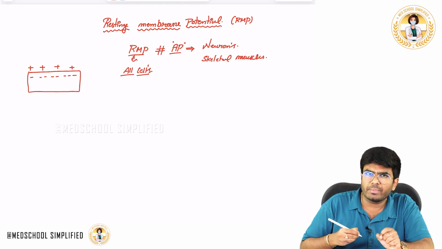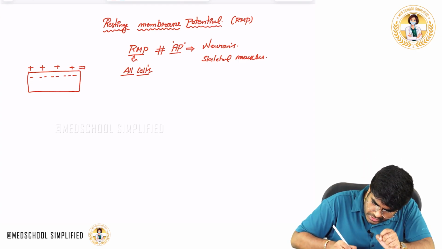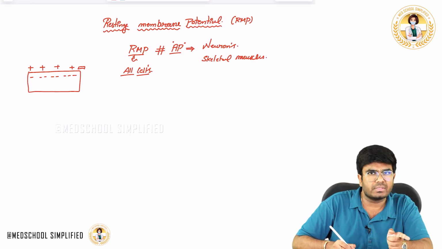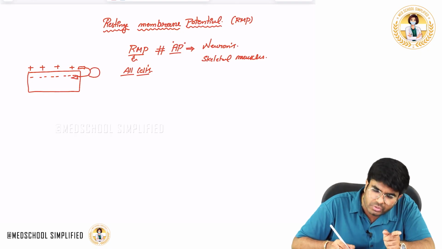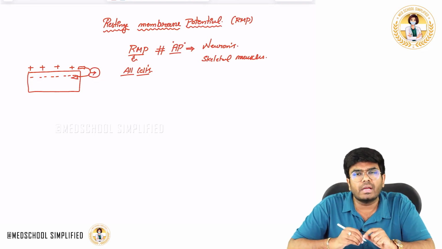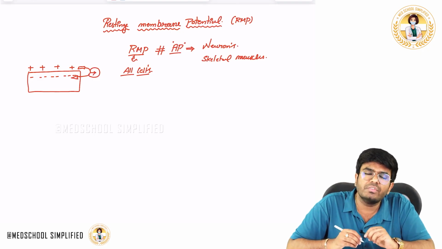How can you measure it? You can measure it by keeping an electrode outside the cell membrane, and connecting an electrode inside the cell membrane. You can connect these two to a voltmeter, and the voltmeter is going to show the voltage difference.